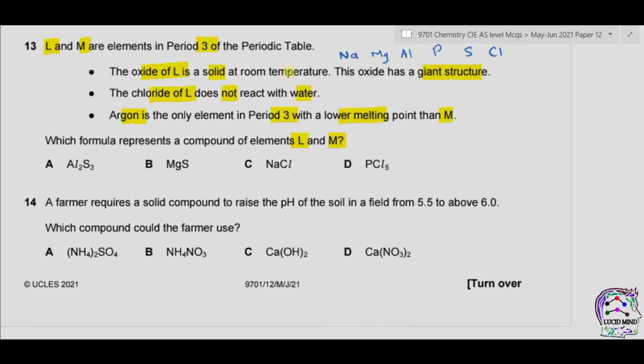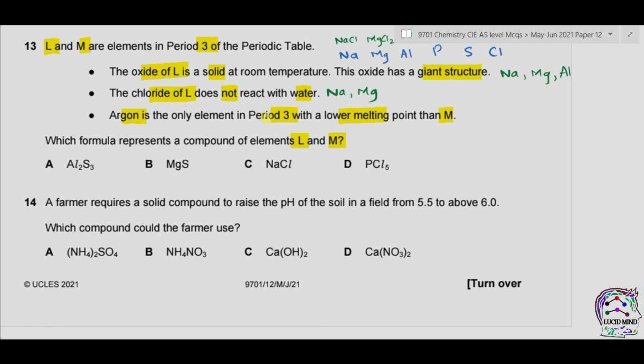Now for oxides, we can see that the oxides of sodium, magnesium, aluminum and phosphorus are solid at room temperature. Among these oxides, the oxides of sodium, magnesium and aluminum have giant structure, so it could be sodium, magnesium, aluminum. The chloride of L does not react with water. This is true for the chloride of sodium, which is NaCl. It only dissolves in water. Magnesium chloride also only dissolves in water. It does not react. All other chlorides react with water, so it could be sodium or magnesium.